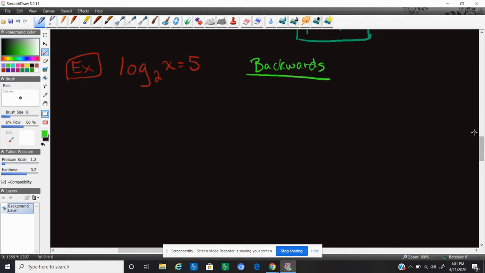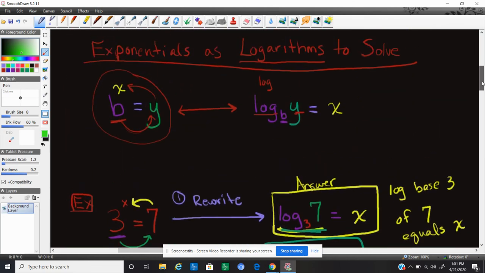So to go backwards, I'm going to scroll back up a little bit so you can see what that looks like. We see that this right here has an arrow going the opposite way as well, meaning you can go back and forth. So if I start with the log, to go back to an exponent, I'm pretty much going to get rid of the log and start with the base. So start with the base, and then same deal, go around. So there's my x, and go around.